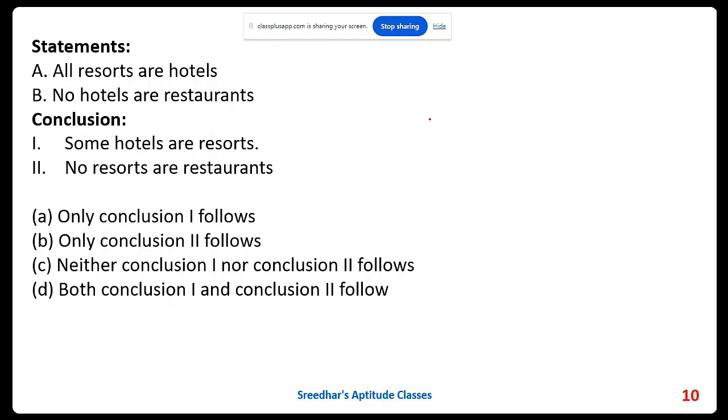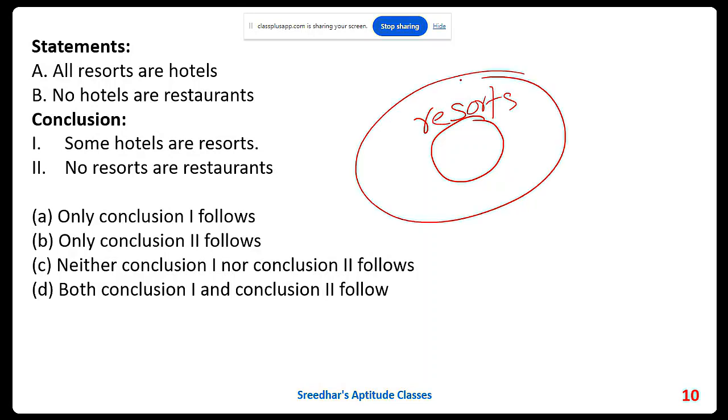Okay. By the way, here is the answer. First statement: all resorts are hotels. So resorts are a subset of hotels. No hotels are restaurants. Okay, so that means hotels and restaurants should not get intersected.